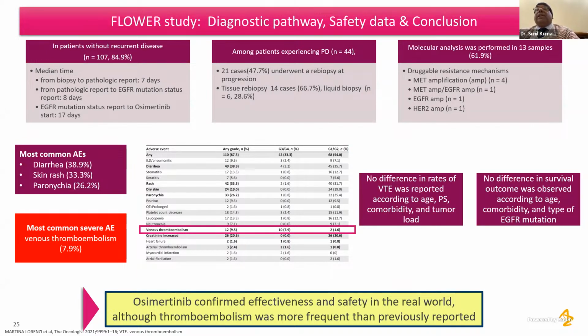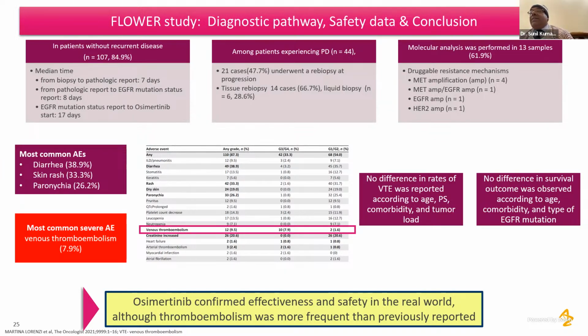Now, the common question is safety. I clearly mentioned that diarrhea is seen in roughly 38% of patients, skin toxicity 33%, and paronychia 26%. The important thing which I want to convey, and most of the time we neglect it in clinical practice, is that DVT, meaning thromboembolism, is seen with this drug at roughly 8%, 7.9% to be exact. And no difference in the rate of DVT was reported according to age, performance status, comorbidity, and tumor load, the volume of the disease.